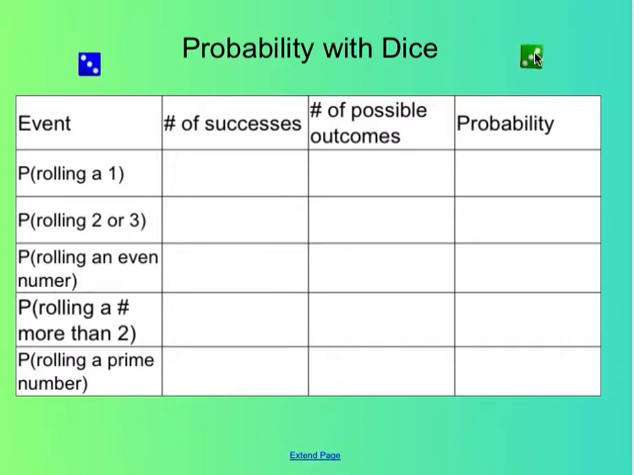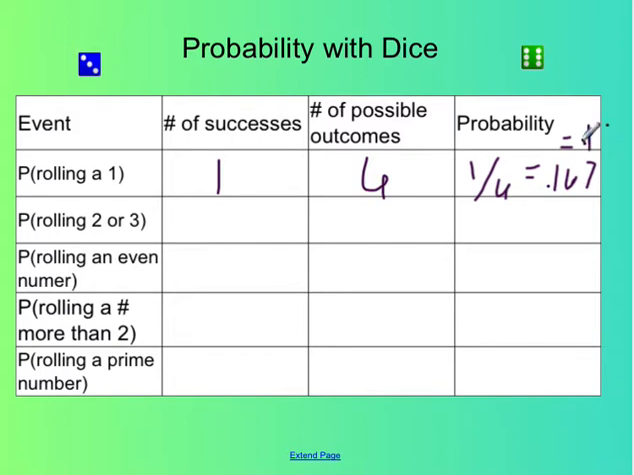Okay, so the probability of rolling a 1. There's only one 1 on the dice, so that's 1. The number of possible outcomes: there's 6 possible outcomes on the dice because there's 6 numbers. So what's our probability? 1 divided by 6. Well, 1 divided by 6 is 0.167, or when you round to 2 decimal points, 0.17. Let's keep rounding to 2 decimal points.